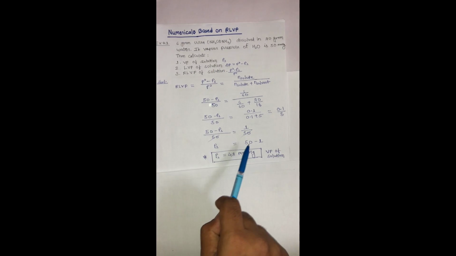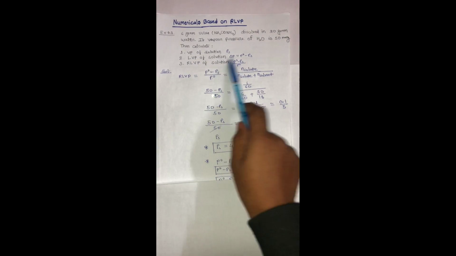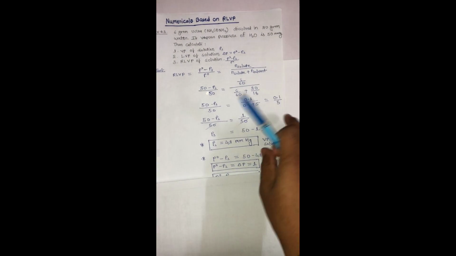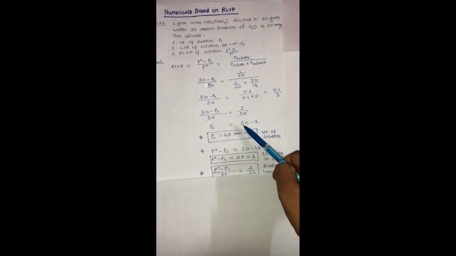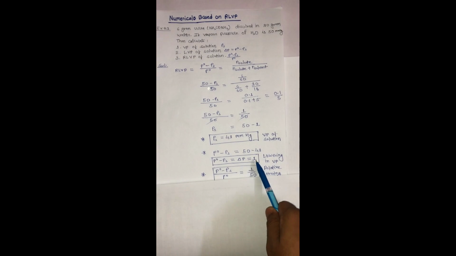Means PS is 49 mm mercury, Vp of solution. Now you can calculate lowering in vapor pressure, that is P naught minus PS. P naught is 50. PS, we just calculated, is 49. That means lowering in Vp is 1.